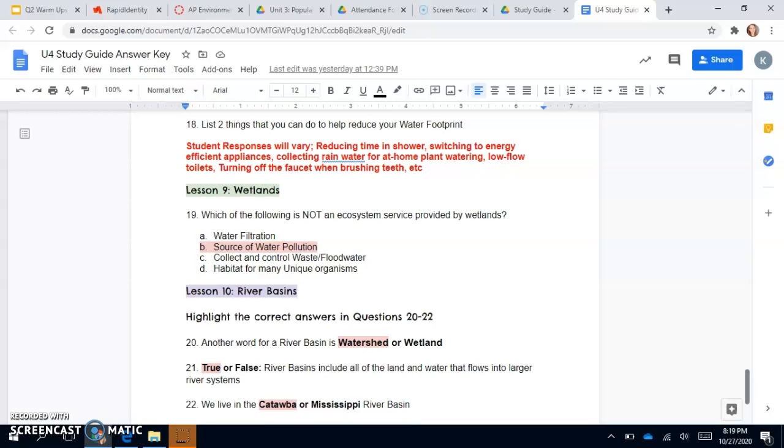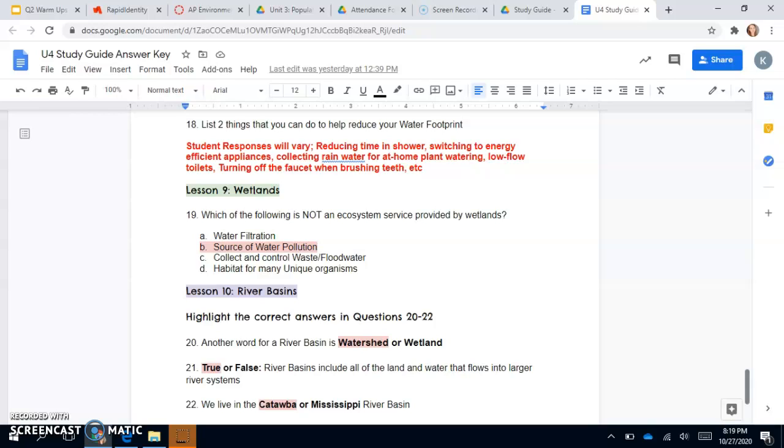18 says to list 2 things that you can do to help reduce your water footprint. These will vary based on what you guys feel that are in the scope of what you can do. But some responses that would be appropriate would be reducing your time in the shower, switching to energy efficient appliances, collecting rainwater for at-home plant watering instead of getting it out of the tap, installing low flow toilets. Those don't use as much water to flush.